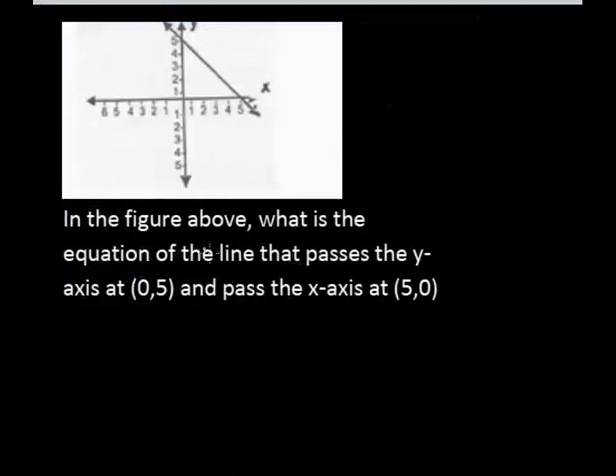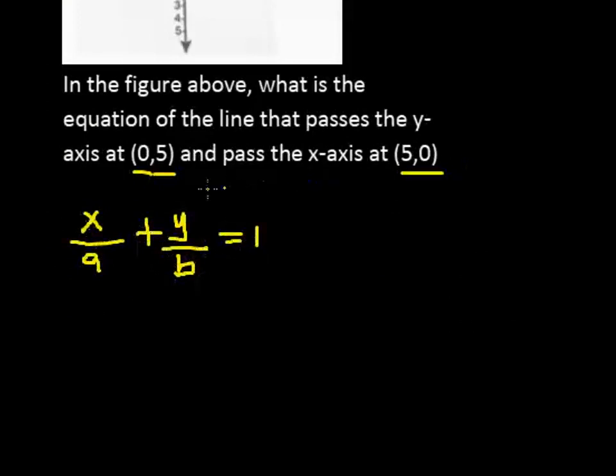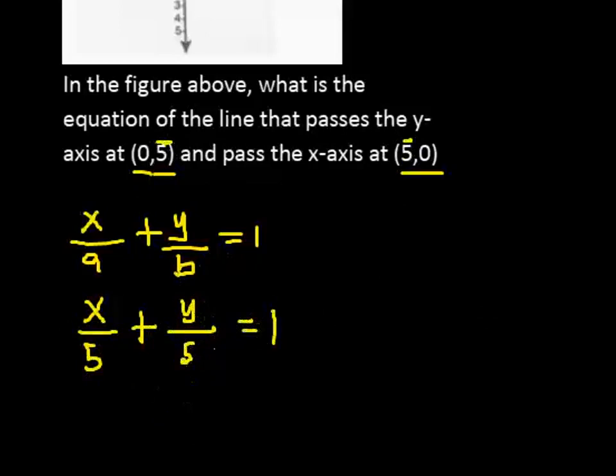In the figure above, what is the equation of the line that passes through the points 0, 5 and 5, 0? So remember the double intercept form. The equation is x all over a plus y all over b, where b is the y-intercept, equal to 1. So x divided by the x-intercept, which is 5, then plus y all over the y-intercept, which is 5, is equal to 1.